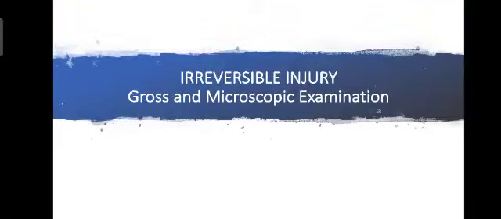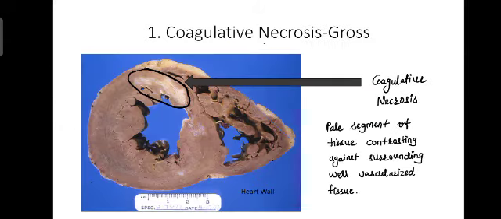Gross and microscopic examination of irreversible injury. First is coagulative necrosis. Coagulative necrosis is caused by ischemia or infarction. In this type of necrosis, the architecture of dead tissue is preserved for at least some days.